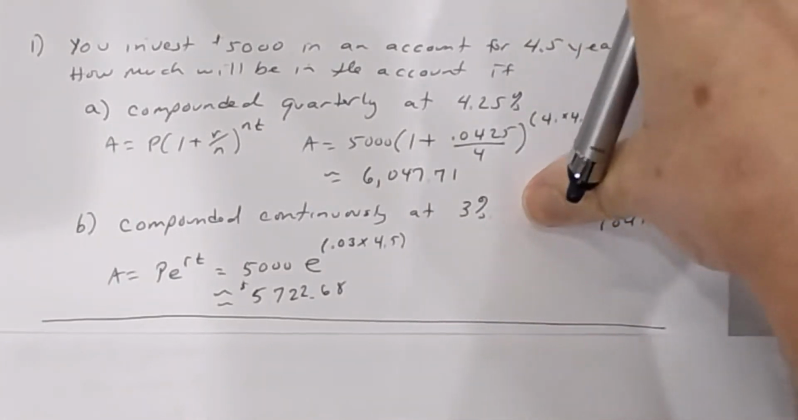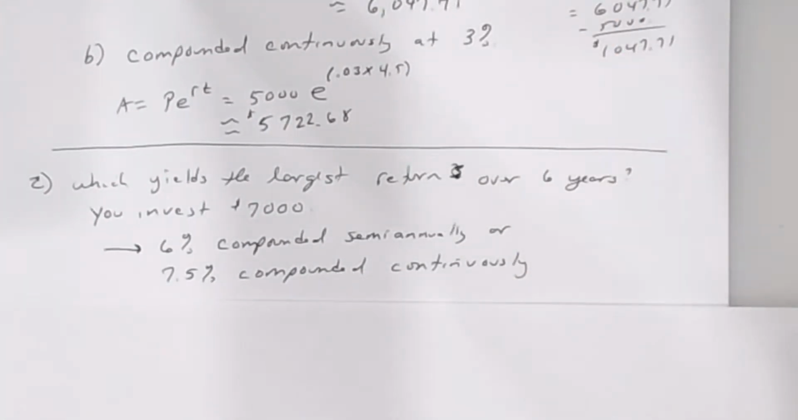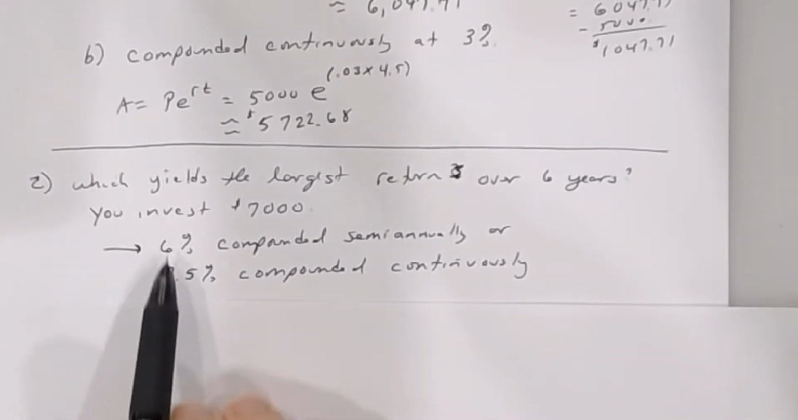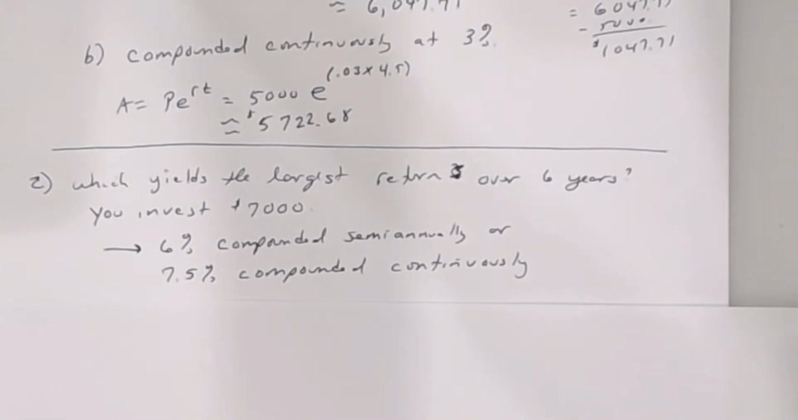All right, and number 2. We had a problem like this in the last class period, but you're basically asked, which of the following 2 options yields the largest return over 6 years? Let's assume you invest $7,000. So will you get more if you invested at 6% compounded semi-annually or 7.5% compounded continuously? That's the question.